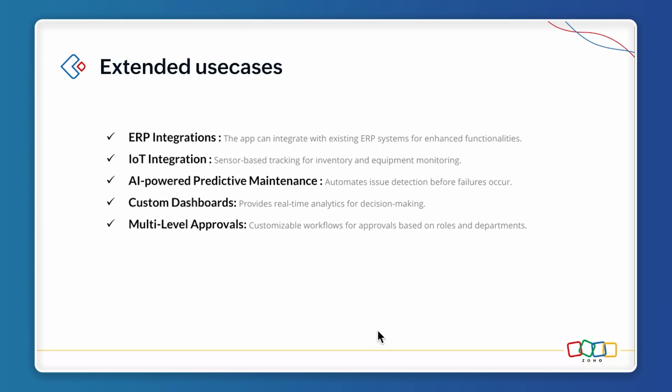And then IoT integration. This will help you with sensor-based tracking for inventory and equipment monitoring. And you also have AI-powered predictive maintenance, where it will automate the issue detection before any failure occurs. So if there is any failure in the product that you are producing, this AI prediction will help you, and it will detect if there is going to be any failure.